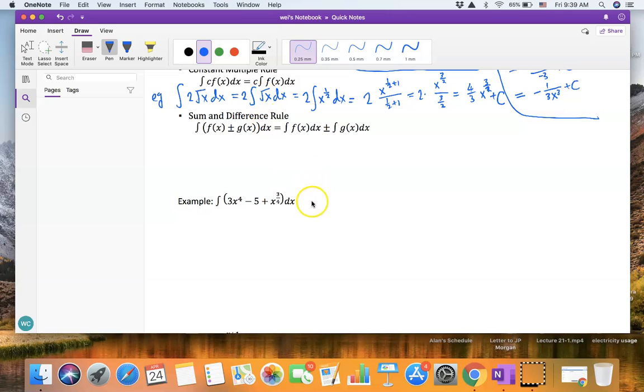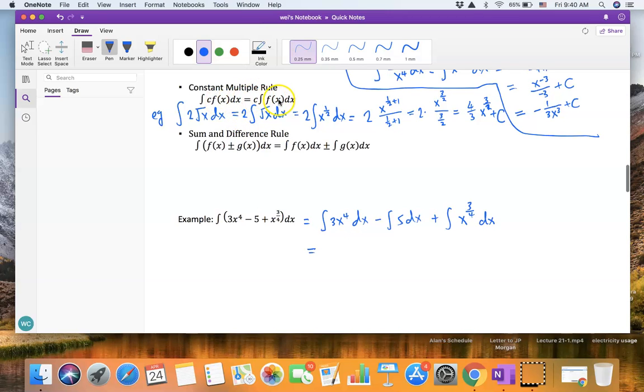So we can write this as the integral of 3x to the 4th dx minus the integral of 5 dx and plus the integral of x to the power of 3 over 4 dx. And then use the constant multiple rule. We can bring this constant outside of the integral sign. So we have 3 times the integral of x to the 4th, minus 5.